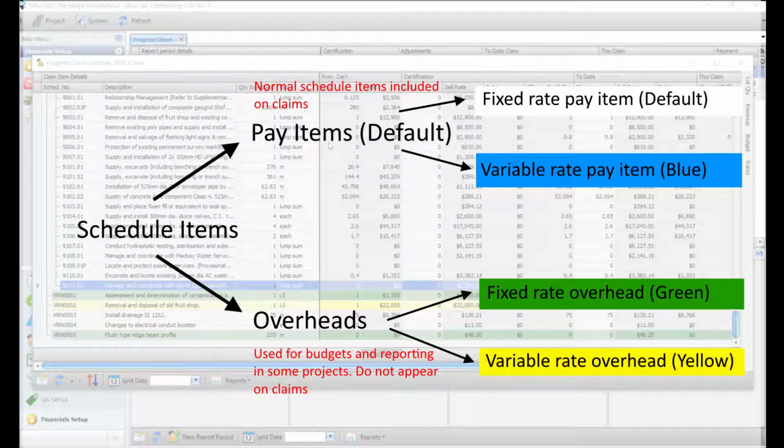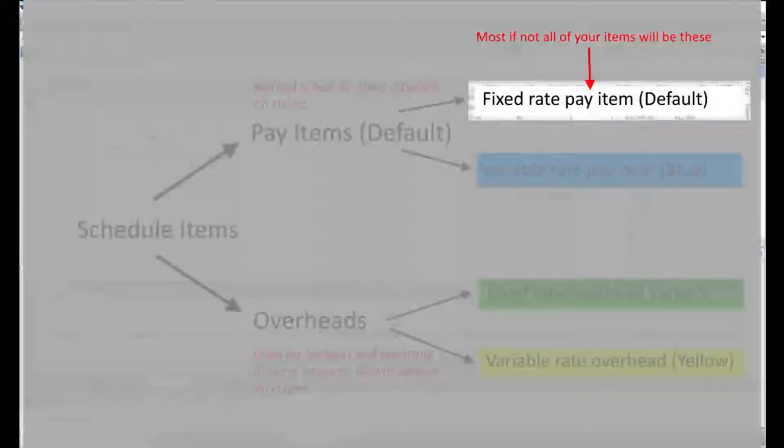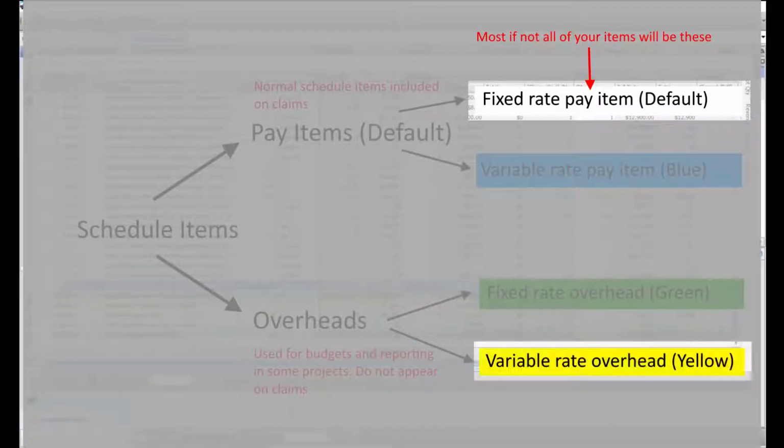Variable rate items are coloured blue and are treated differently in the claim because both the rate and the quantity can be edited, unlike a normal pay item where only the quantity can be edited. Your normal item, which is a pay item that is fixed rate, has a white background. Items that are both variable rate and overhead are yellow.